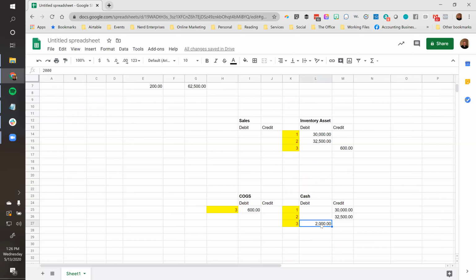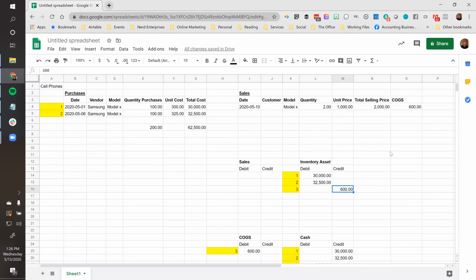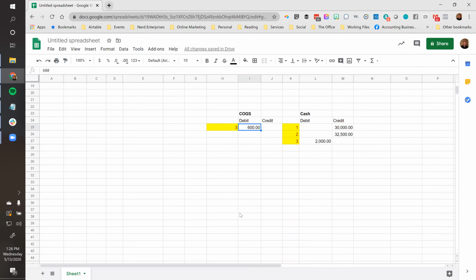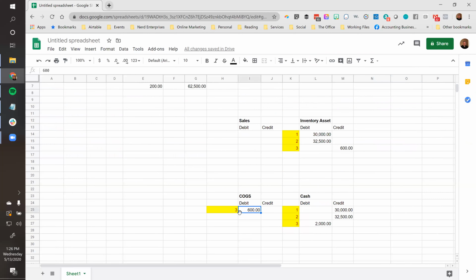Okay, so we credited income 2,000. We credited the inventory asset 600. We debit cost of goods sold 600, right? Let's lay this out in a little trial balance because I want you to see, of course, how this all actually balances out. And sales, by the way, is also going to be 2,000 in transaction number 3. Let's just put that there, just so it lines up.